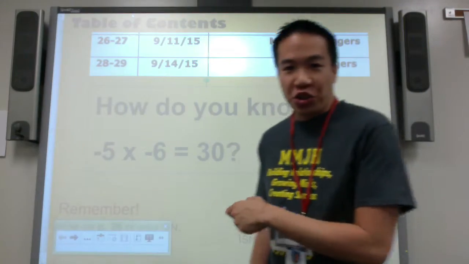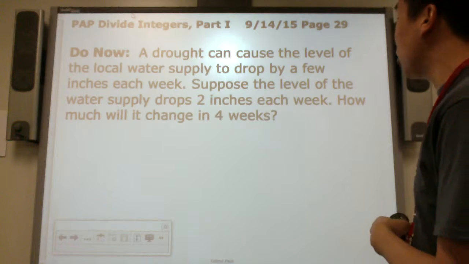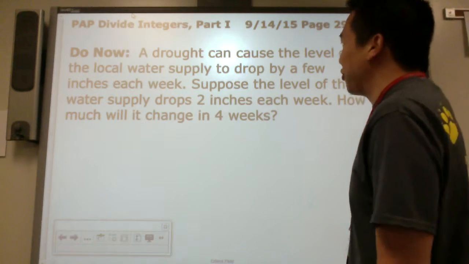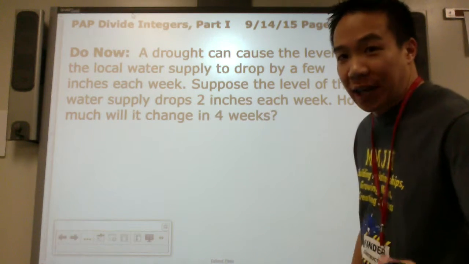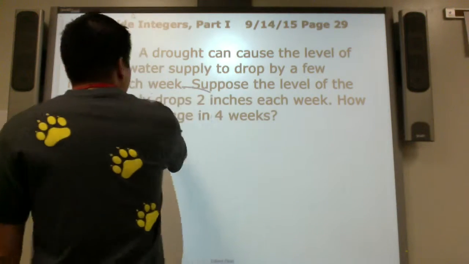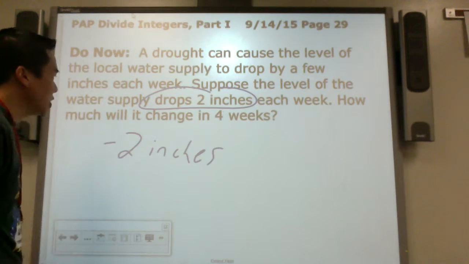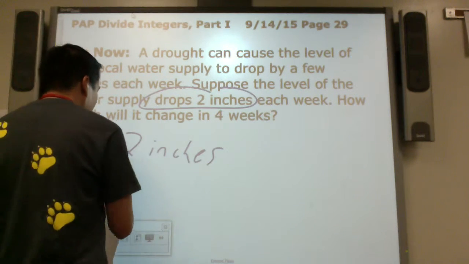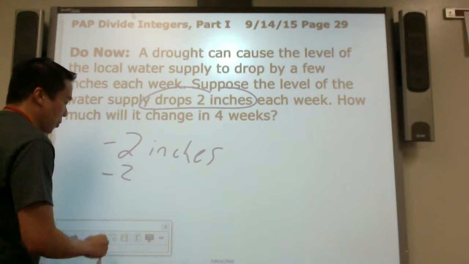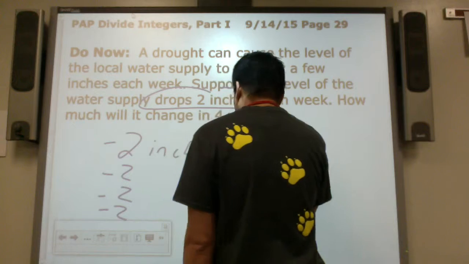Is over divide integers. Let's go to our Do Now. A drought can cause the level of the water supply to drop by a few inches each week. Look at California. Suppose the level of the water supply drops 2 inches each week. How much will it change in 4 weeks? So the first week it dropped 2, second week it dropped 2, third week it dropped 2, the fourth week it dropped 2. So it probably dropped 8 inches.